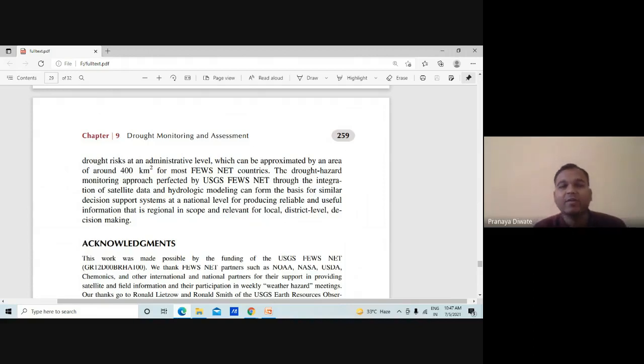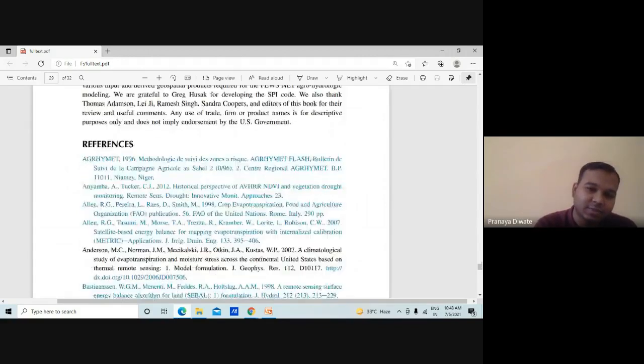So this is how you can have drought monitoring and assessment using different kinds of satellite images. The drought risk is at an administrative level, so the decadal to sub-decadal scale has scope in drought monitoring. This is the reference area.